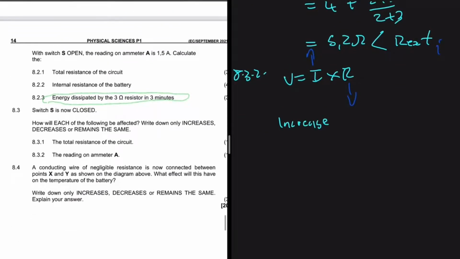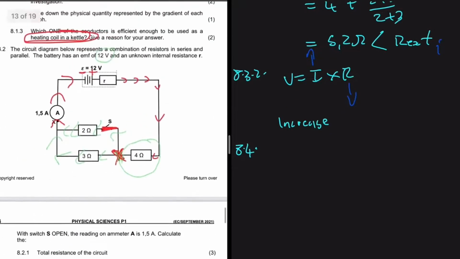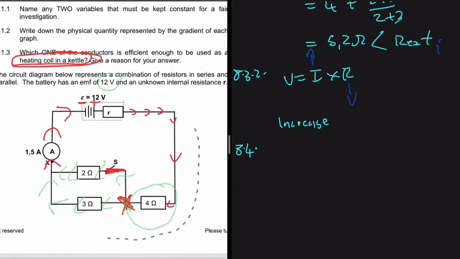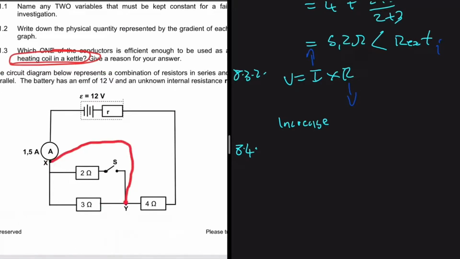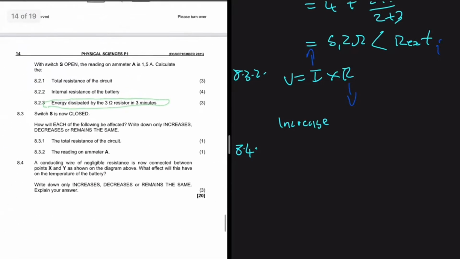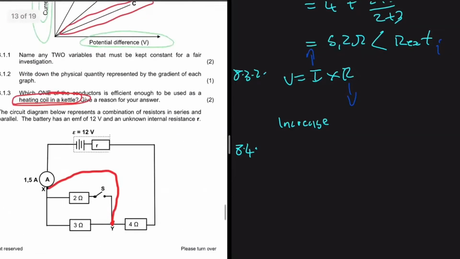And now, last but not least, 8.4. 8.4 says a conducting wire of negligible resistance is now connected between points X and Y. Before we read any further, let's go ahead and connect X and Y. So here's X, and then let's connect X to Y. It goes on to say, as shown on the diagram above, what effect will this have on the temperature of the battery? Write down only increase, decrease, or stay the same.